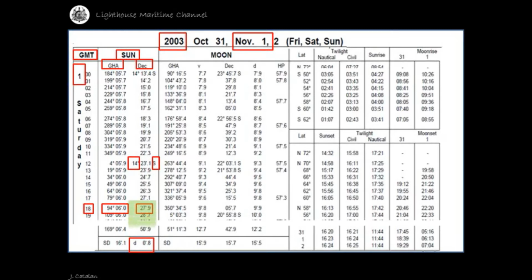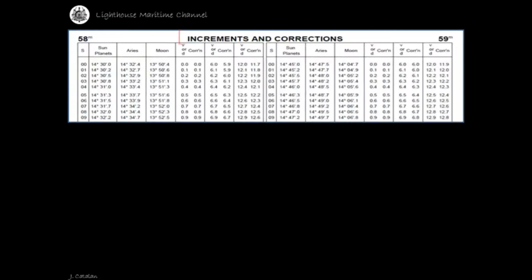Notice that the declination is increasing, so we must add the D correction value. In the increments and corrections table, locate 58 minutes. Under the seconds column, locate the corresponding value, which is 0 seconds. Alongside right, you will find the equivalent value, which is equal to 14 degrees and 30.0 minutes. Under the Sun and Planets column, in the V or D correction, locate the D value, which is 0.8, and you will find the value, which is 0.8 minutes.